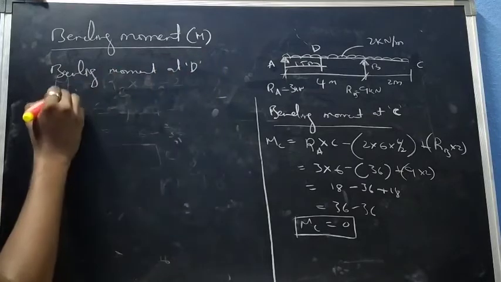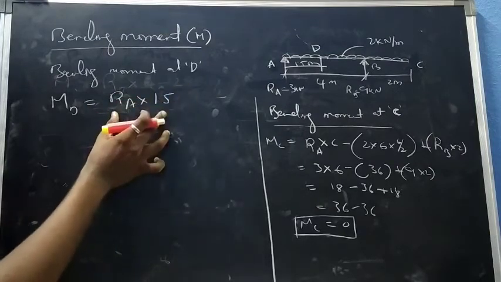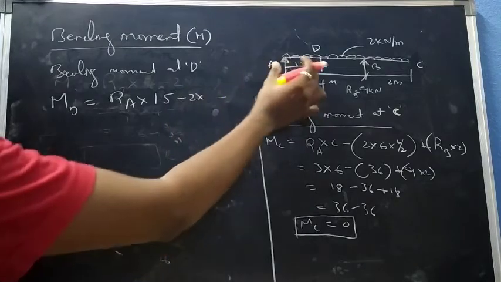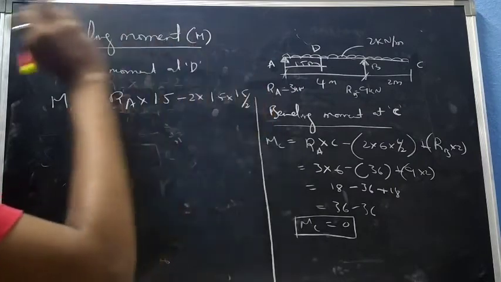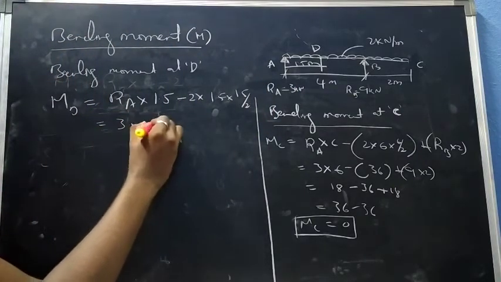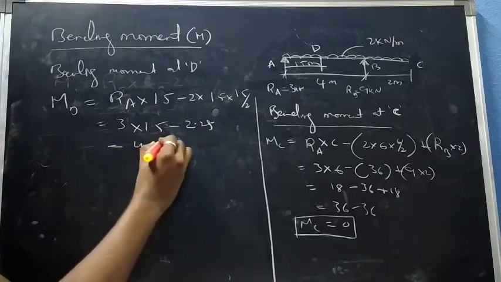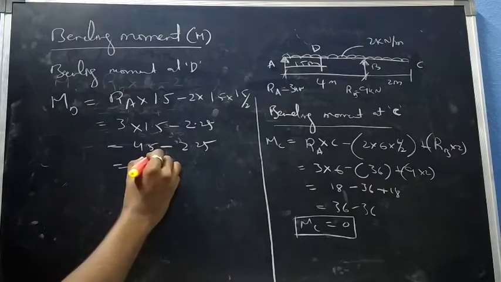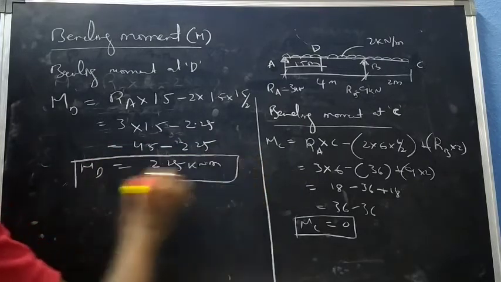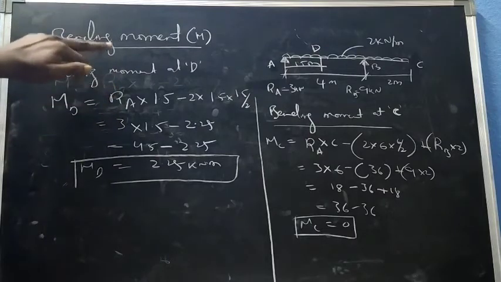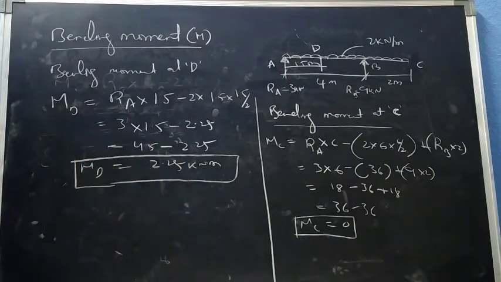So bending moment at D, MD equals RA into 1.5 minus 2 into 1.5, and into the maximum, which will be in between, that is 1.5 by 2, equals 3 into 1.5 minus 2.25. That gives 4.5 minus 2.25, which gives 2.25 kilonewton meter. So the moment at D we got is 2.25.